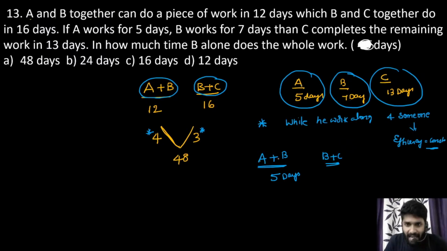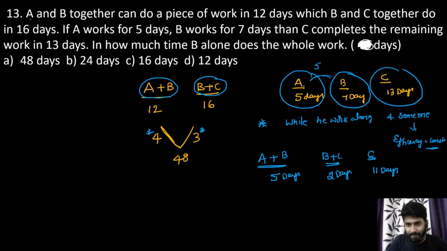Now see, A and B working for 5 days means A working for 5 days, B working for 5 days. Along with B, A was working for 5 days. Now B and C, we have only 2 days of chance, guys. So we can't take it as more than 2. Why? Because the maximum value B can work in this work is 7 days. Now what is the C value? Exactly equal to 11 days.